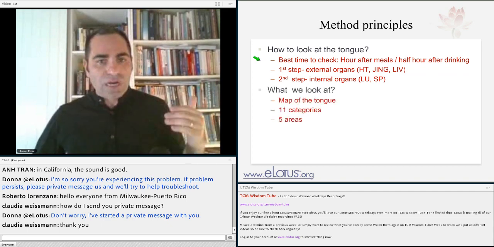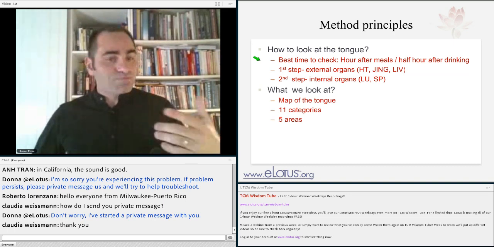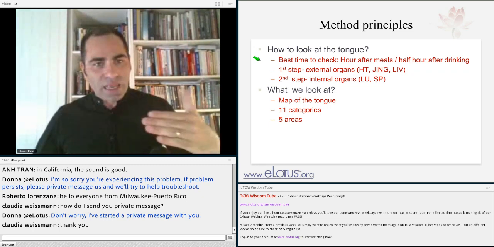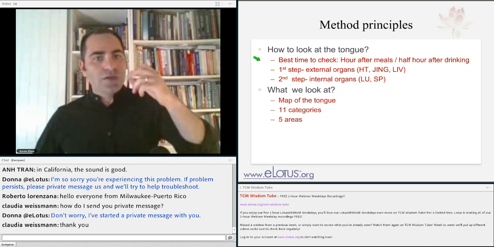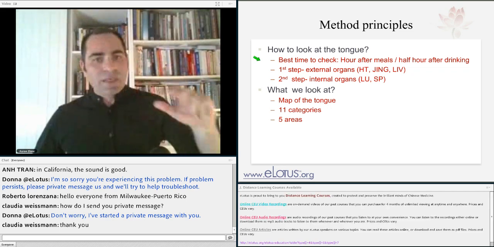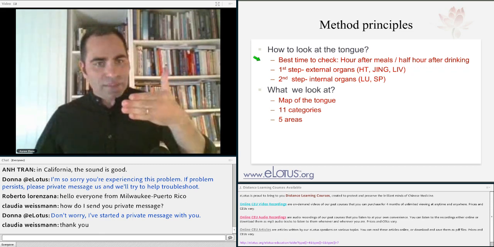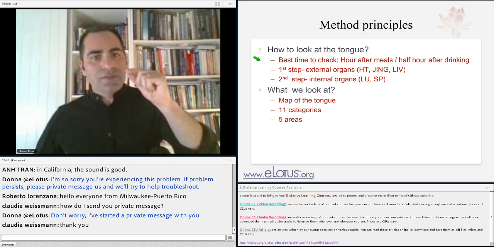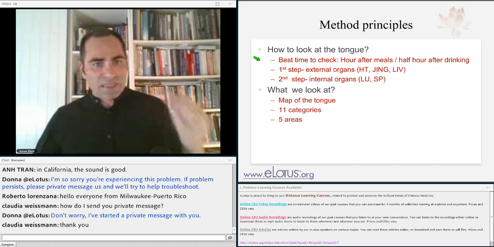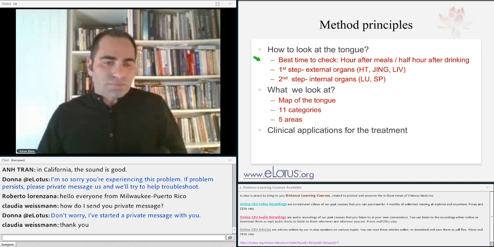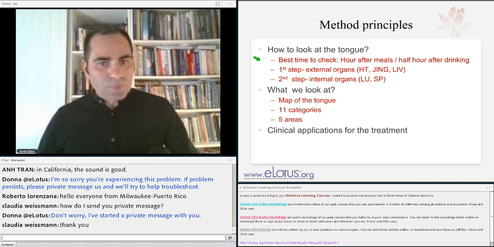What we look at: basically, we start by observing 11 categories. The next step, I will show the different categories, and it's like scanning from the shape, color, coating, and so on, and then looking at the specific areas. So scanning the tip of the tongue, like heart, then lung, then spleen, stomach, then kidney, and then the sides with the liver, gallbladder. So this is the basic understanding, and then we can get the best treatment according to the whole diagnosis that we get.